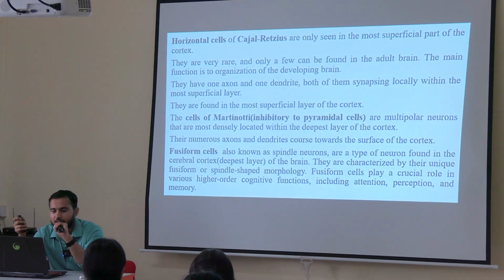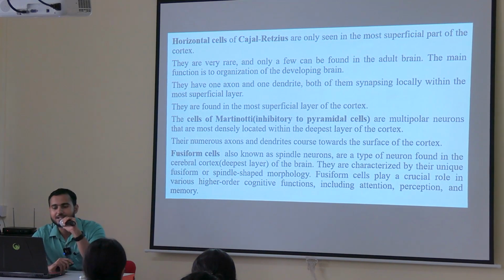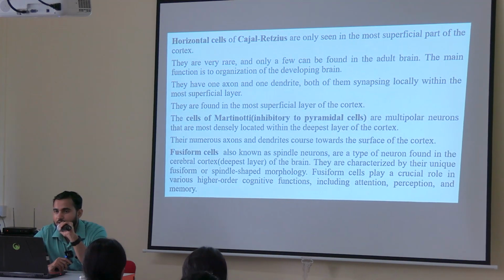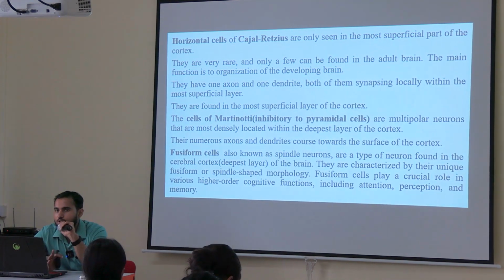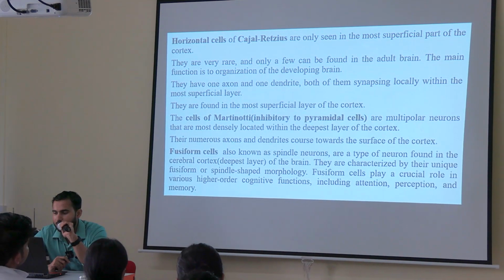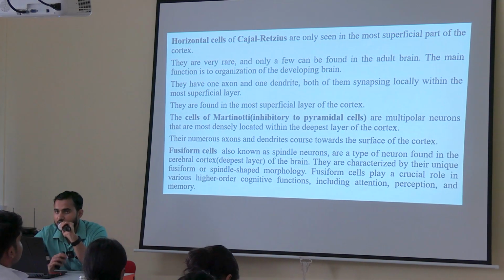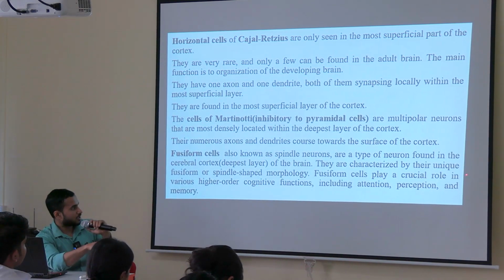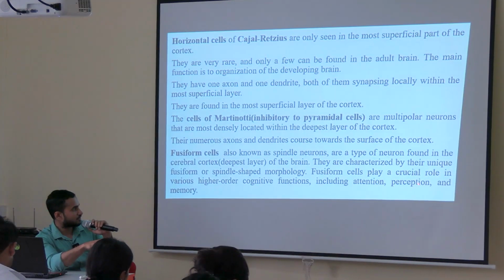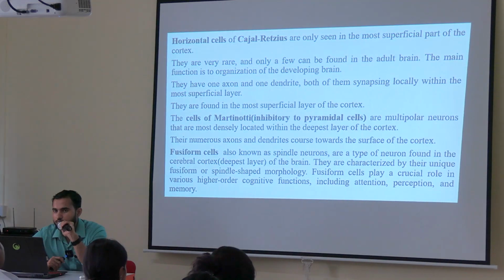Next, cells of Martinotti and fusiform cells. These two cells are present in the deepest layer. Cells of Martinotti are inhibitory cells. Inhibitory to what? They are inhibitory to pyramidal cells. Next, fusiform cells are spindle-shaped cells, and they have a special function. They play a crucial role in higher order cognitive functions, including attention, perception, memory, etc. That is the function of the fusiform cells.